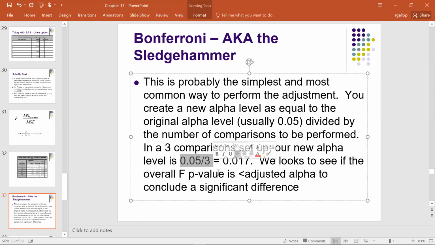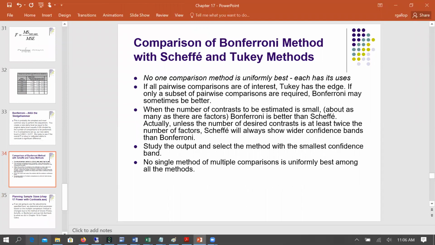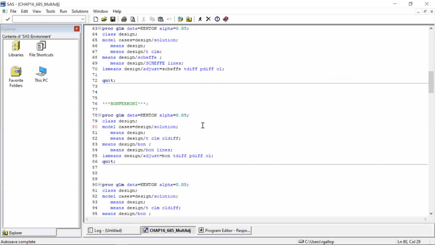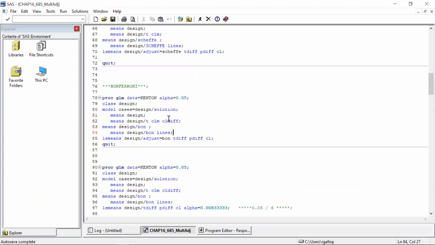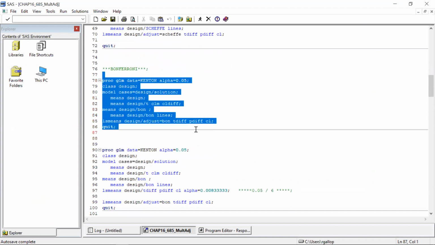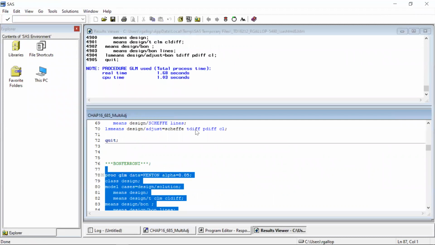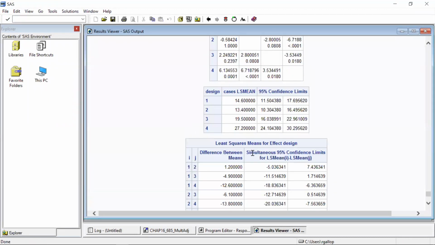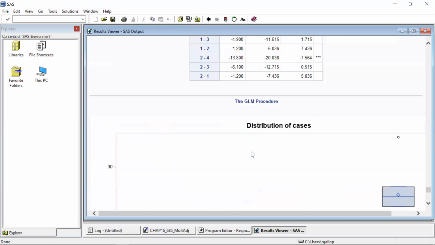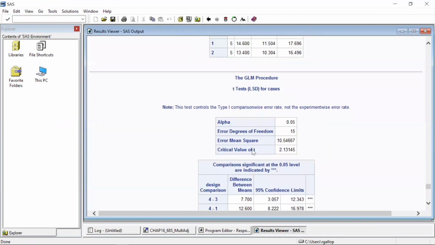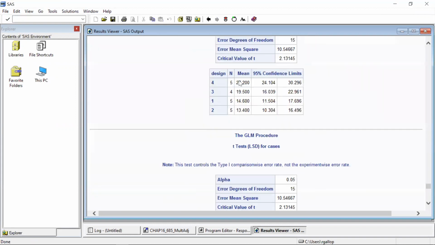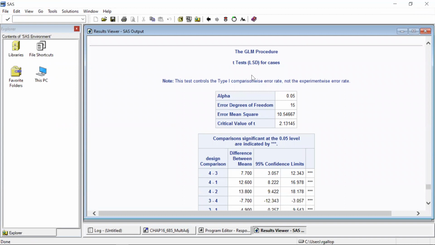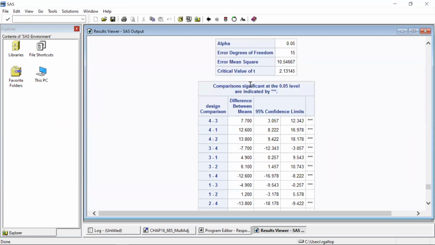So when we're doing the Bonferroni adjustment, SAS is going to do that for us. So we don't need to adjust the alpha mentally when we do the Bonferroni. Real quick here, when I run this, check this out. When I get to the Bonferroni, I'll go up to the top.